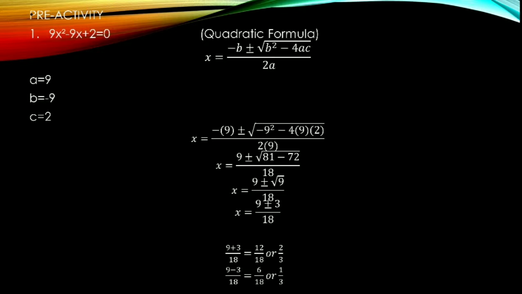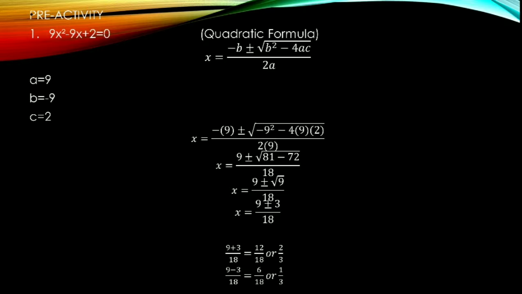Pre-activity. Number 1. 9x squared minus 9x plus 2 equals 0. So, the quadratic formula is x equals negative b plus minus square root of b squared minus 4ac over 2a. So, a is equal to 9, b is equal to negative 9, c is 2. So, x is equal to negative times negative 9 plus minus square root of negative 9 squared minus 4 times 9 times 2 over 2 times 9.